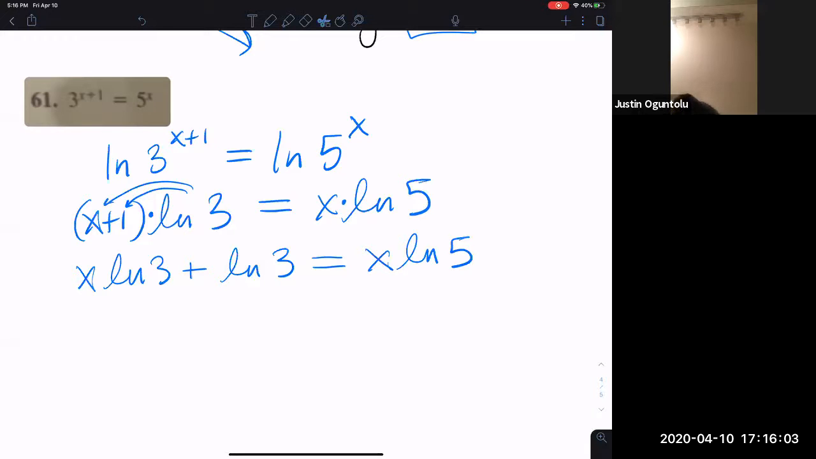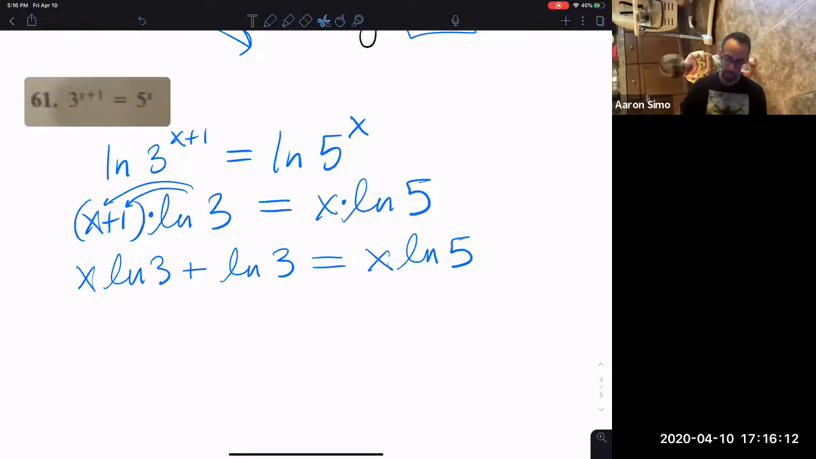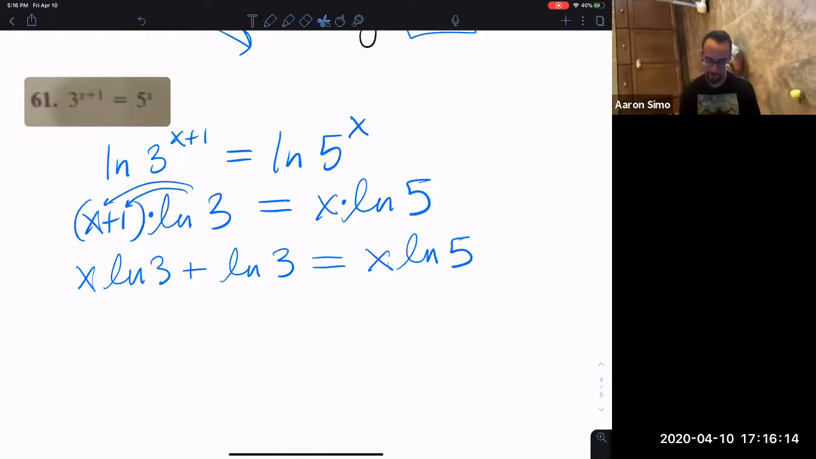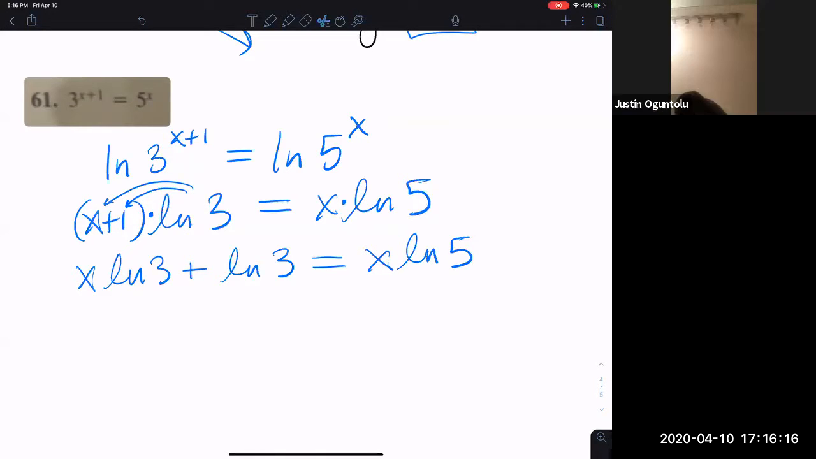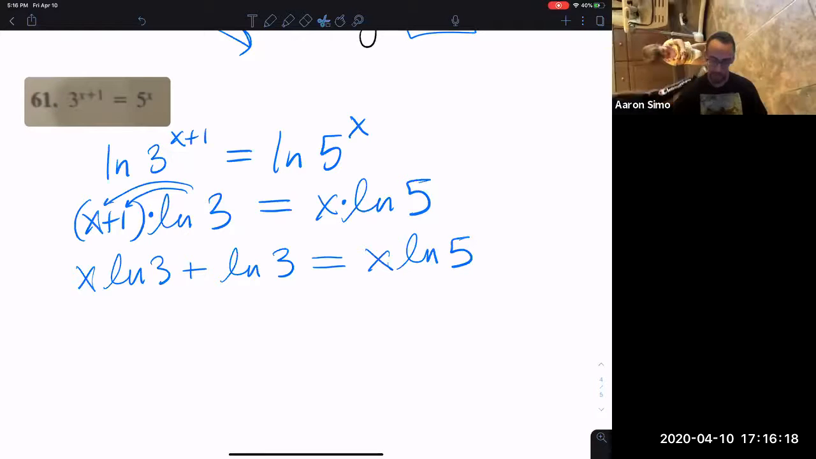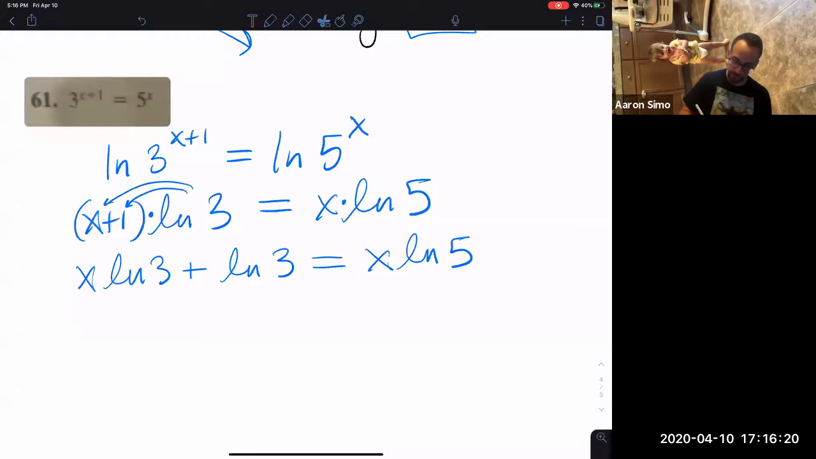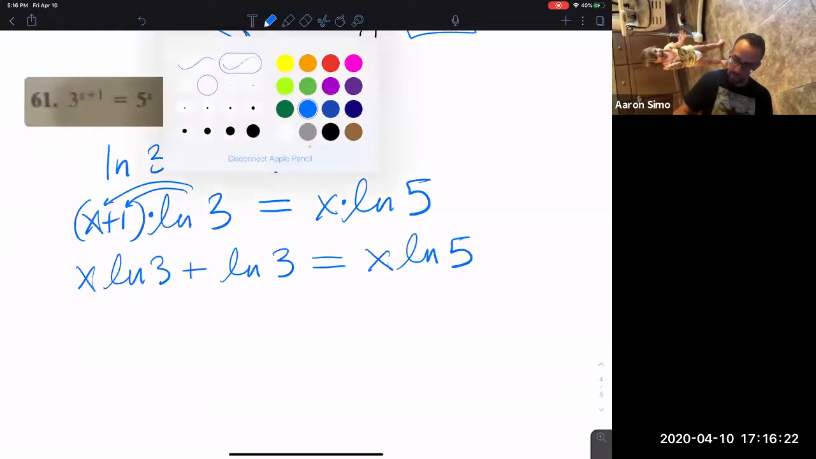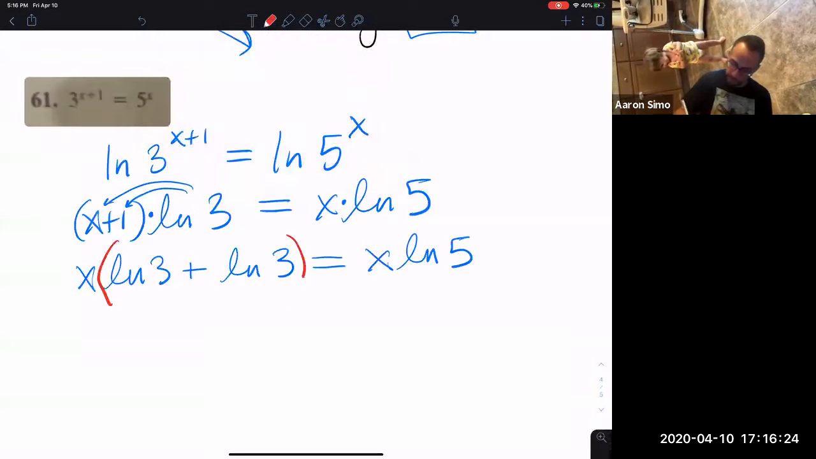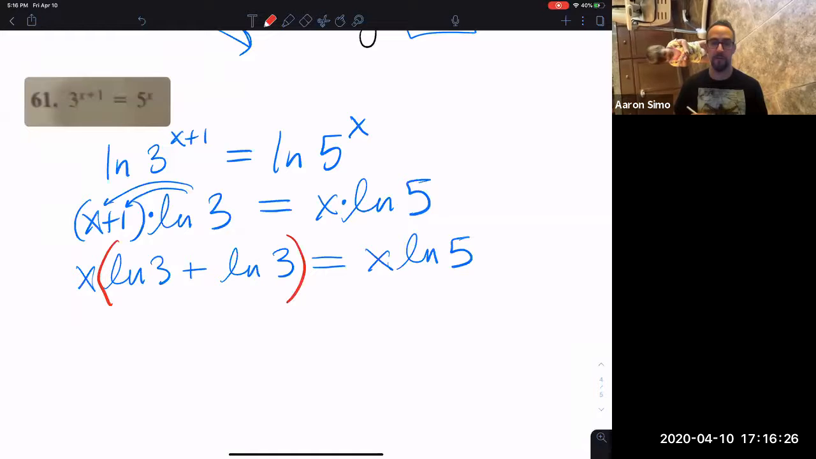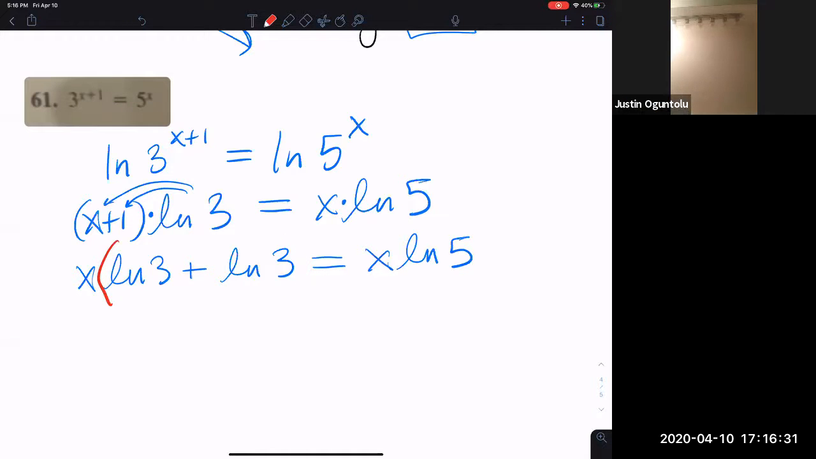Perhaps divide both sides by ln 3 plus ln 3. Okay, you can't do that. Good idea, but that's not going to work in this case because you would need some parentheses here in order to do that. But they're not there.